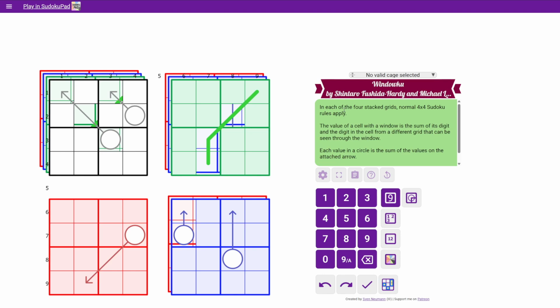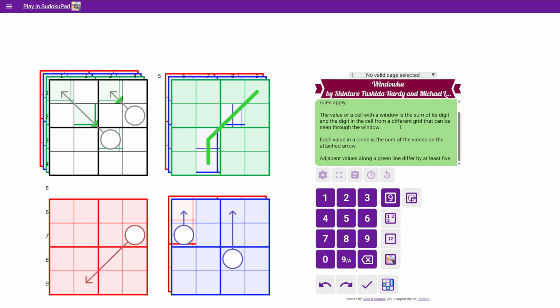The rules are in each of the four stacked grids, normal 4x4 Sudoku rules apply. The value of a cell with a window is the sum of its digit and the digit in the cell from a different grid that can be seen through the window. Say what? Okay. Each value in a circle is the sum of the values on the attached arrow. Adjacent values along a green line differ by at least 5.